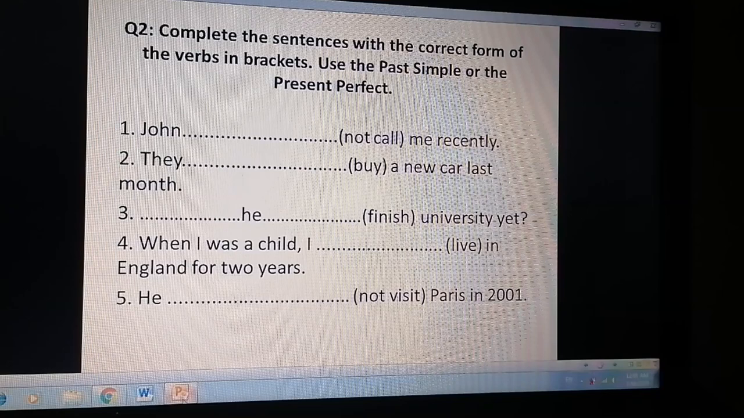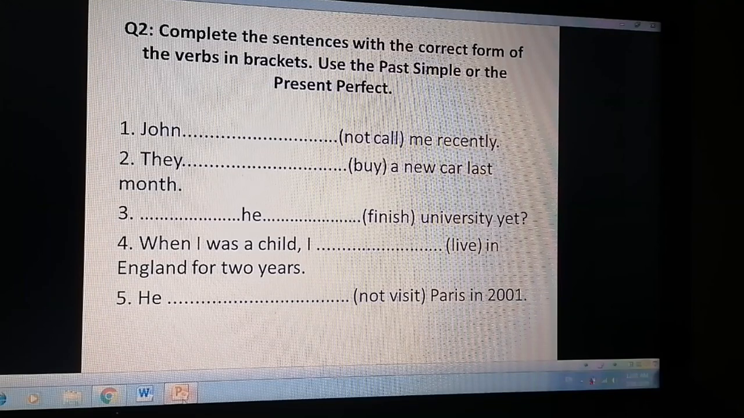Question 2. Complete the sentences with the correct form of the verbs in parentheses. Use the simple past or present perfect. Number 1. John not call me recently. Recently هي دلالة من دلالات الـ present perfect. يعني has, have, verb, past participle.